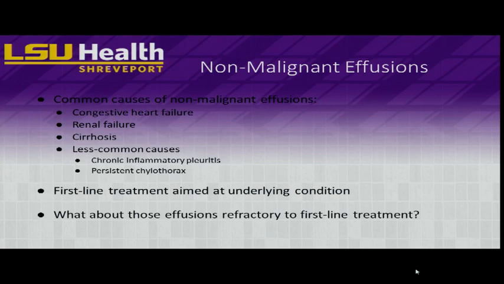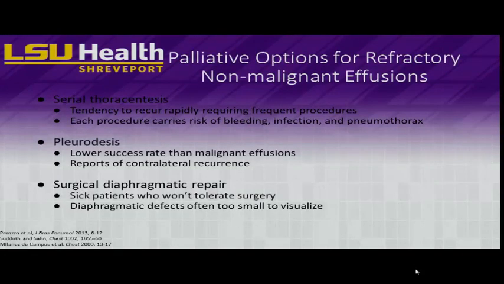However, in a certain proportion of these patients, the effusions are going to be refractory to first line treatment. They're going to continue to recur at a rapid rate, and people will feel better for a few days after you drain the effusion, but then they'll be back in your office complaining of dyspnea. They'll be back in the ER complaining of dyspnea. So what can you do for these? A lot of the palliative options for effusions are not very good in these cases.